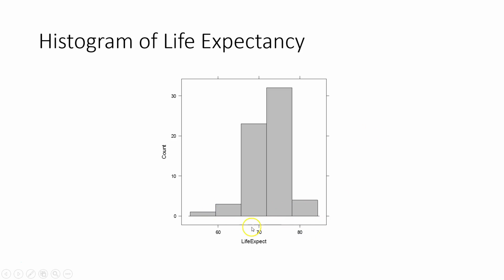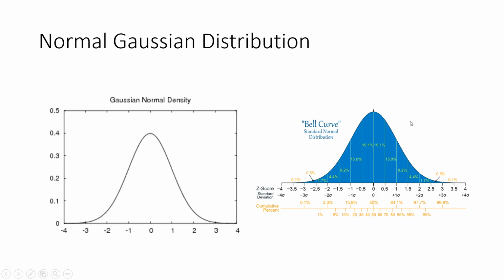Do we drop the 79s? Do we drop the 54? And we just focus on these. Again, that depends on what you're trying to do with the data. And lastly is the normal distribution. You've all seen this as a bell-shaped curve.